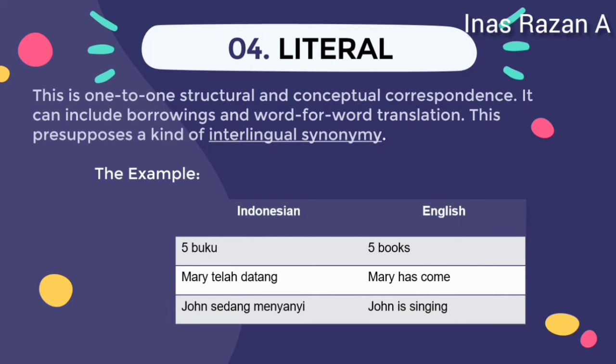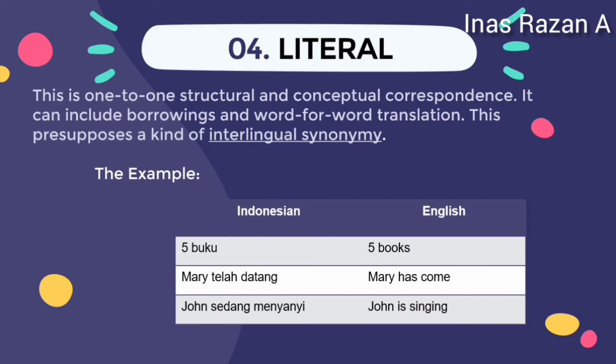My name is Razan A. Here I want to explain about literal. Literal is one-to-one structural and conceptual correspondence. It can include borrowing and word-for-word translation. This presupposes a kind of interlingual synonym. In simple definition, literal is a technique of translation to translate a word or expression word by word. It doesn't mean that it translates one word for another word, but rather to translate word by word based on the function and the meaning at the sentence level.